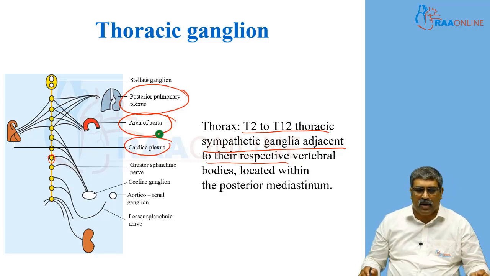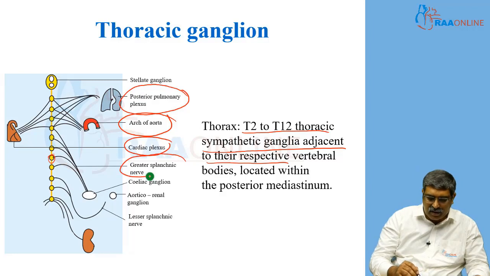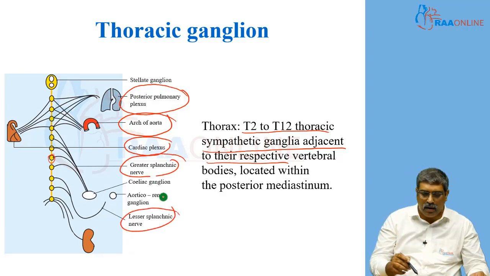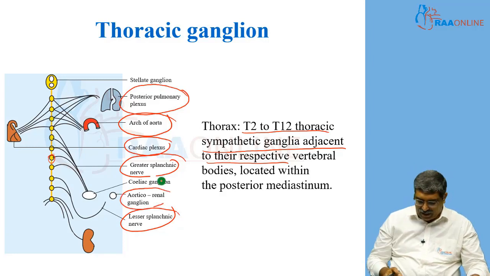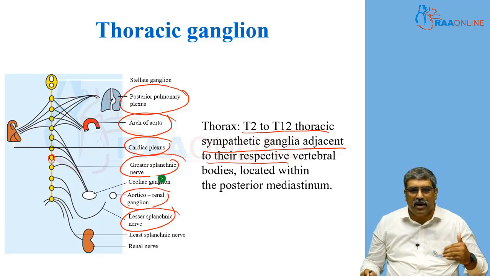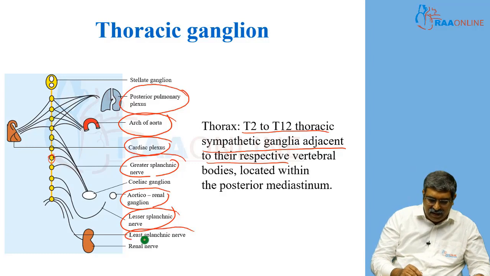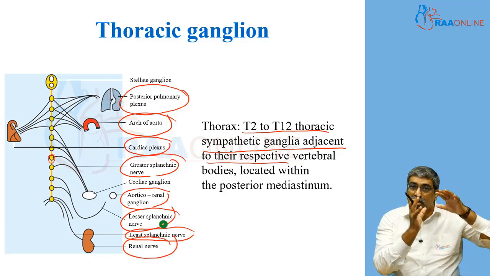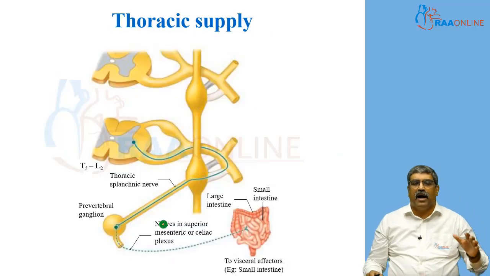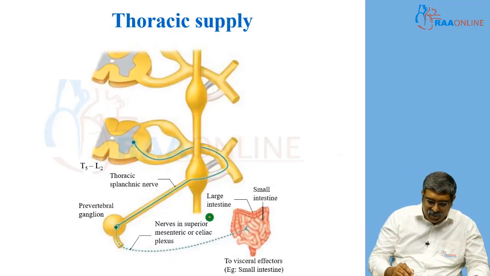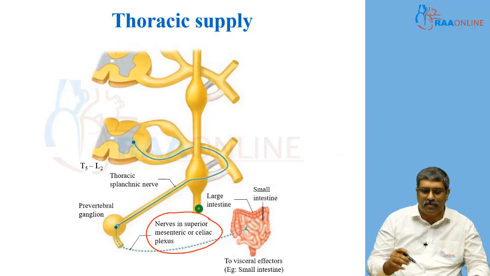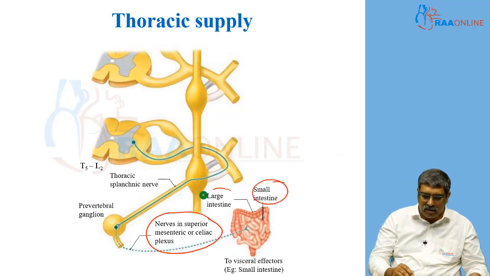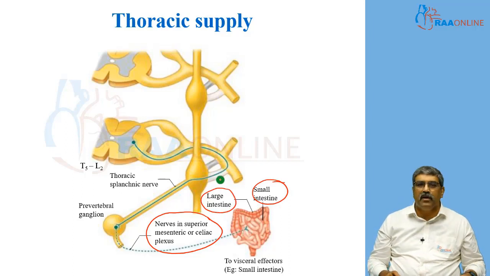In the abdominal part, you have the greater splanchnic nerve, lesser splanchnic nerve and two other ganglia, celiac ganglion and aorticorenal ganglion. And coming to the pelvic part, there is the least splanchnic nerve and the renal nerve. These are all the various nerves of the thoracic ganglion, and this is going to form the superior mesenteric and celiac plexus and the main nerve supply for the large and small intestine.